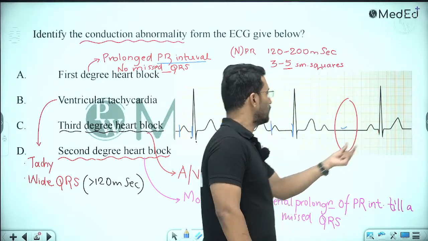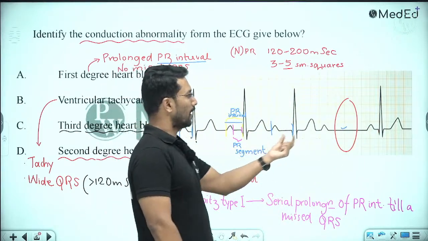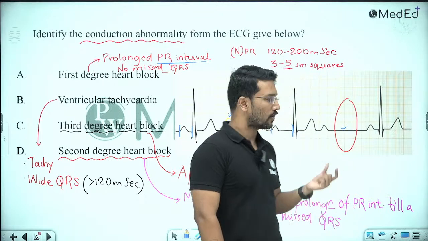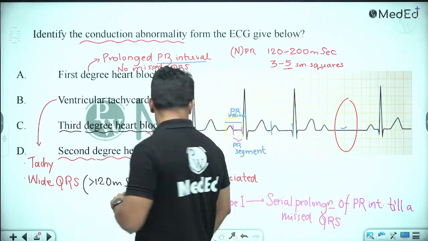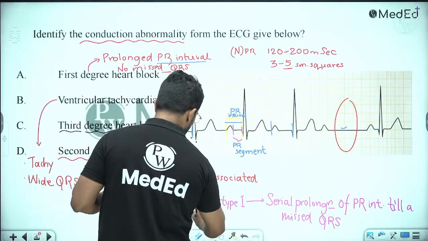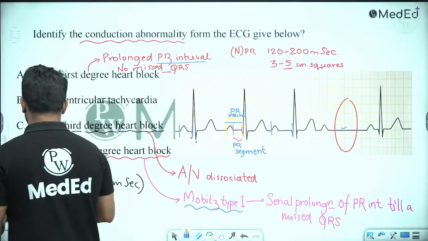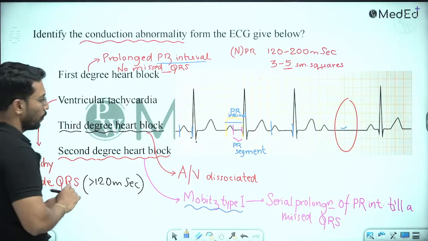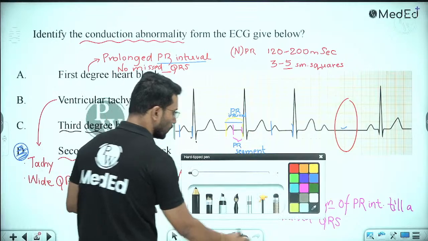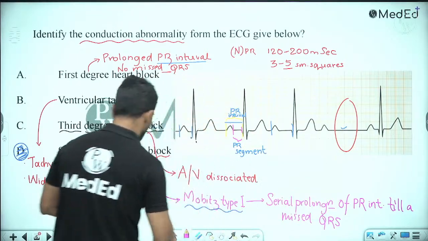Again, the PR interval is similar to what it started with. If I follow this ECG further, I will encounter one more missed QRS. So does it fit into the Mobitz type 1 second degree heart block? Yes, it does, right? So my answer for this question will obviously be option D. It fits into the Mobitz type 1.